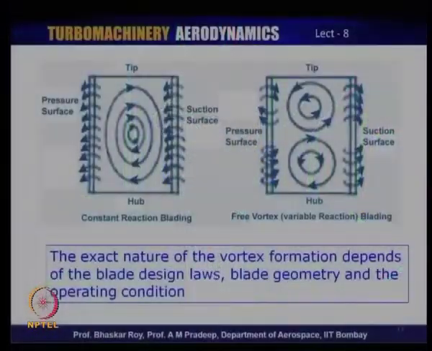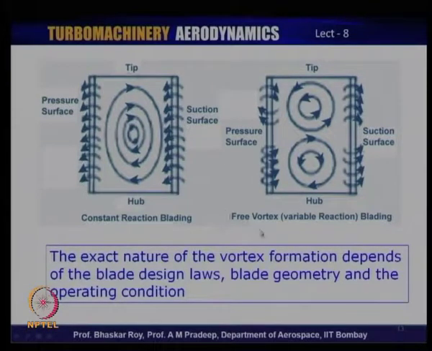If we have a constant reaction blading, we shall see that the vortex along the length of the blade would remain constant and would vary in a constant manner from one side to the other at the trailing edge. We are looking at it from the trailing edge. So, it will move from one side to the other side at the trailing edge, and will have a more or less constant strength along the length of the blade, that is from hub to the tip.